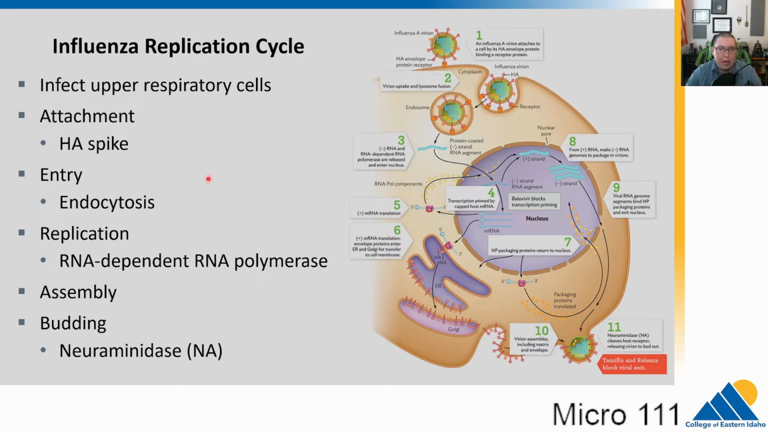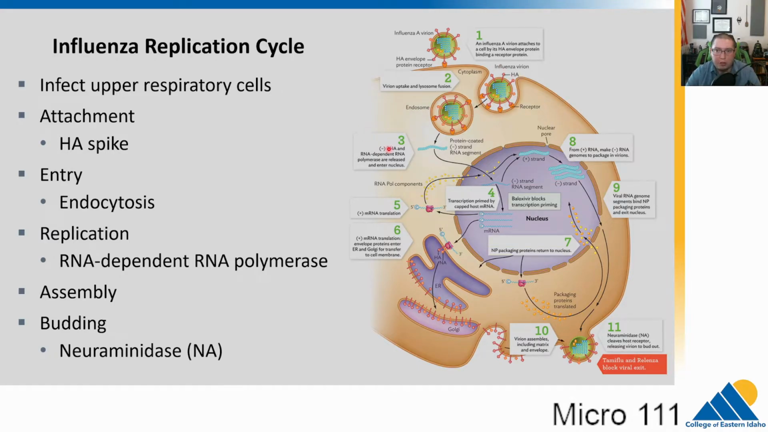The strains are named for the spike protein, the HA spike, so H1N1, and the N is their neuraminidase, which helps it bud out of the cell. So the flu virus tends to infect upper respiratory cells. That's why we tend to get a cough and things like that with it, and it can cause respiratory disease. To enter the cell, the HA proteins on the envelope will bind to host cell receptors. That leads it to being brought in by endocytosis.